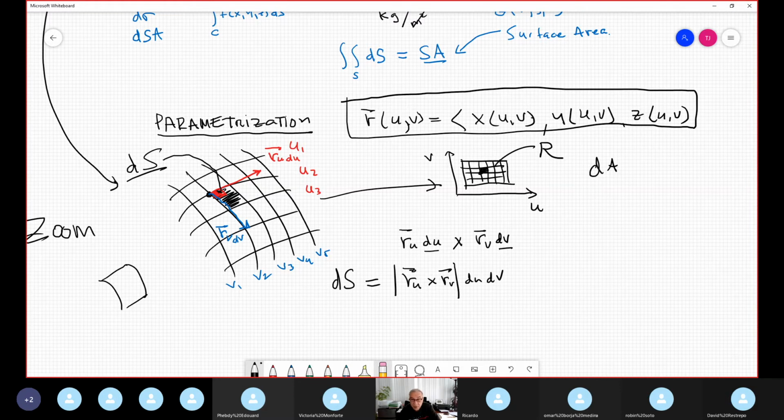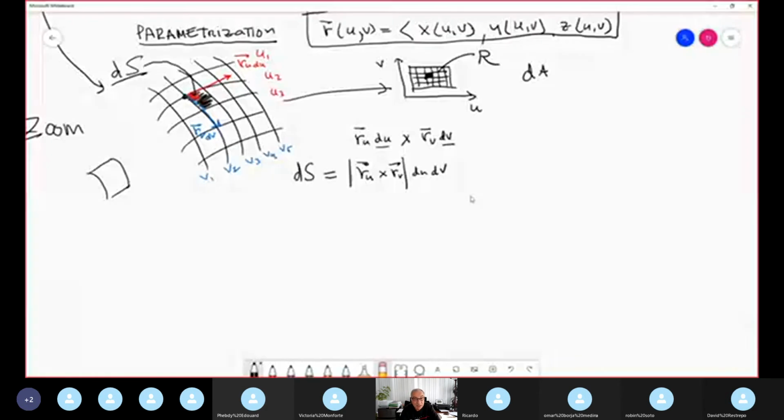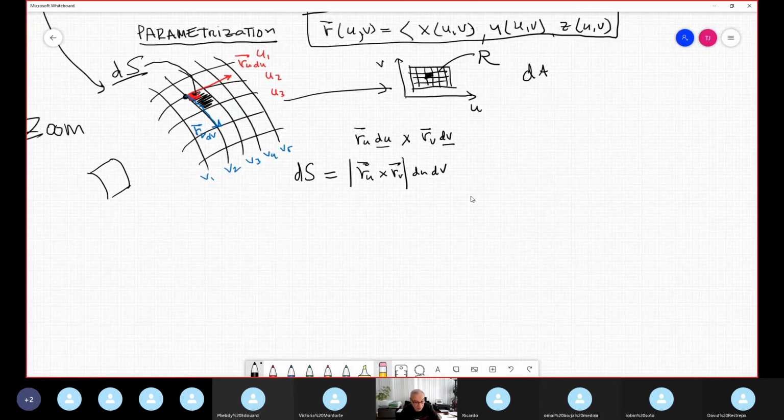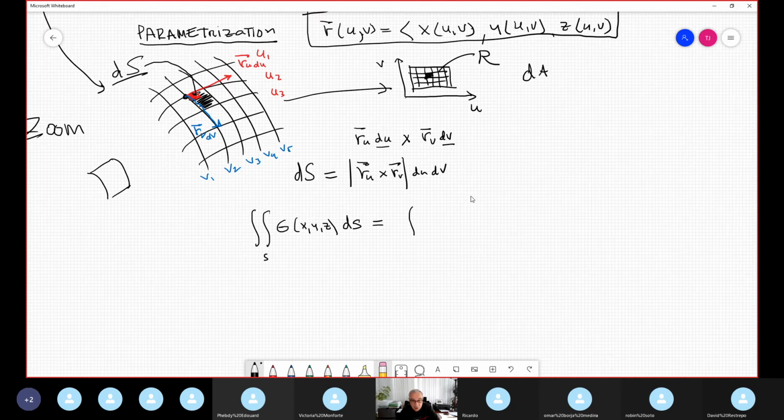And this is the formula that we use to compute any surface integral. Okay. Let me set up the surface integral. This surface integral is the integral of g(x, y, z) dS. We transform it a little bit to a double integral. Wow, a double integral, but a double integral where?